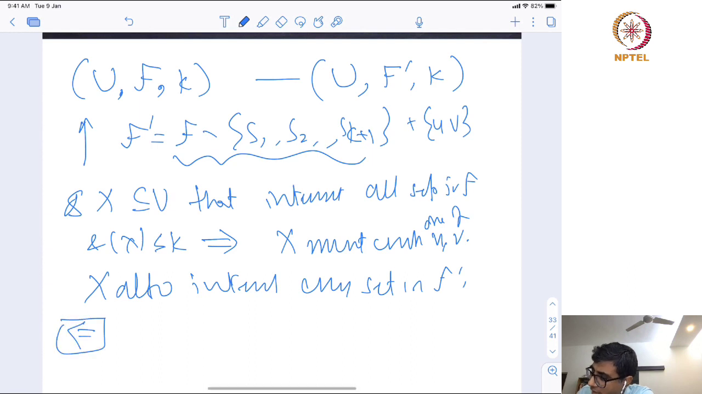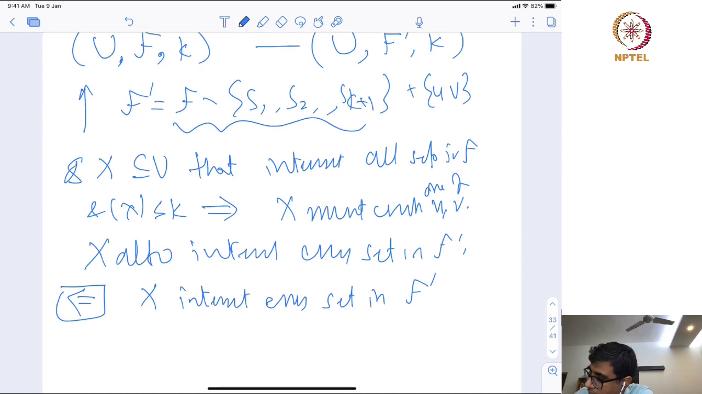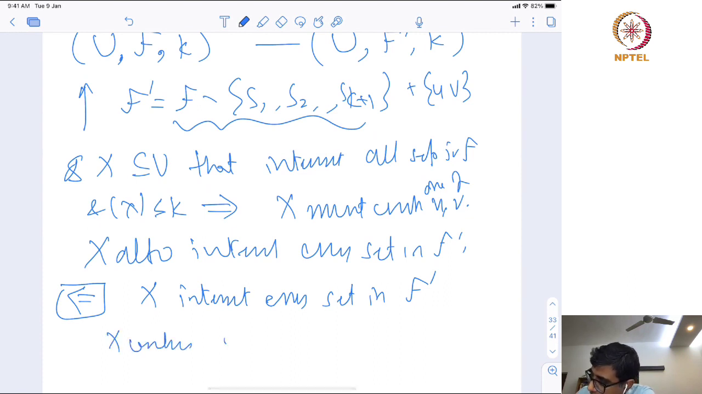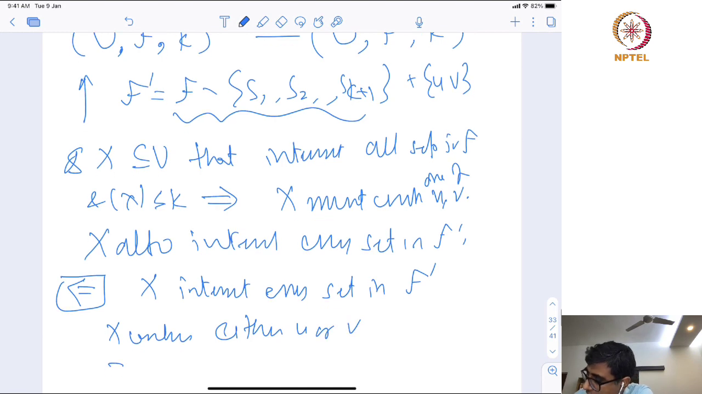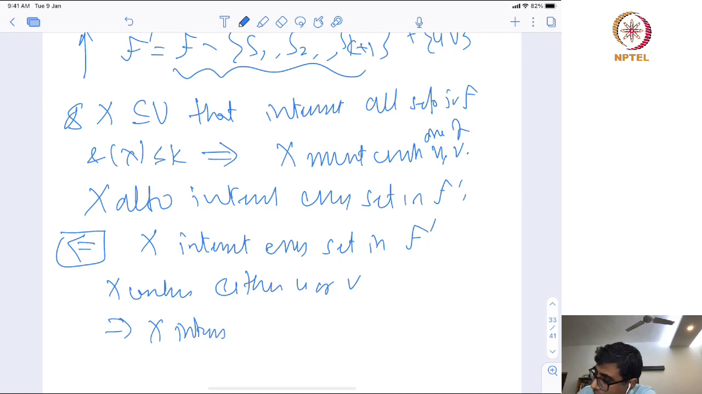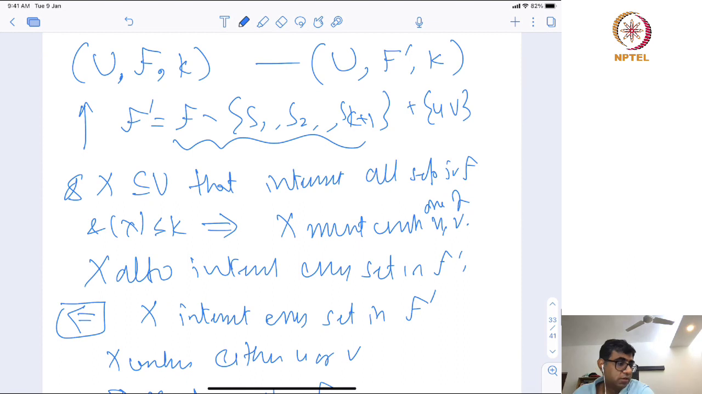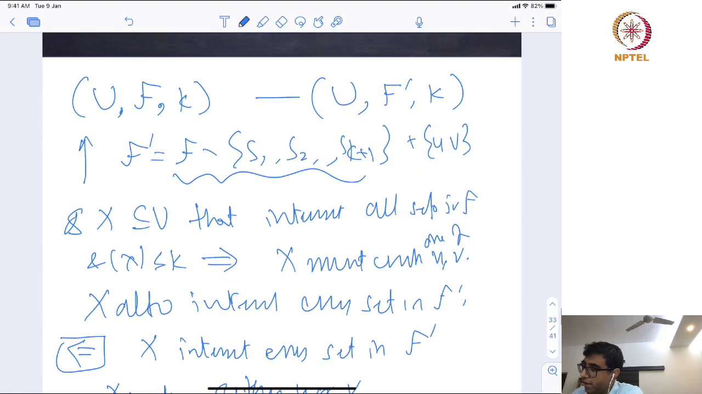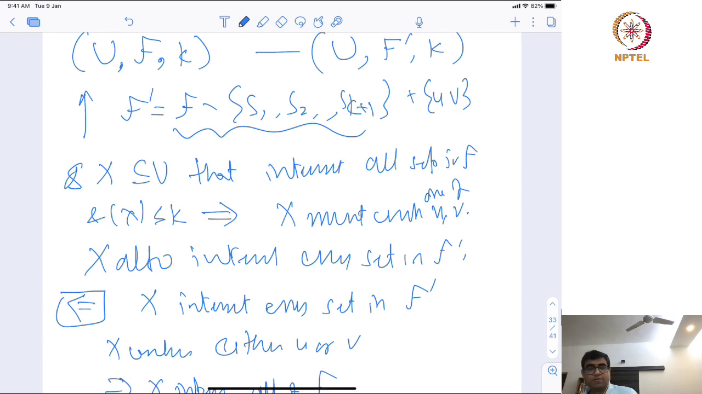Reverse direction is also obvious. X intersects every set in F prime implies X contains either u or v, implies X intersects all of F. Why? Because look here, what was the difference between F prime and F? Well, F prime contains all the sets of F but S1 to Sk+1, and it contains {u, v}. Now, because F prime contains {u, v}, you know that one of u and v must be taken in my X, but then that u takes care of S1 to Sk+1 or that v will take care of S1 to Sk+1, and the remaining elements of X will take care of other sets of F. So, this is it. This is a very simple reduction rule and we can prove its correctness immediately.